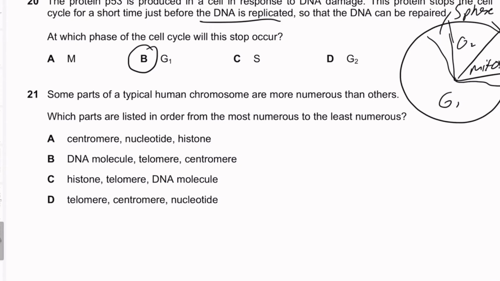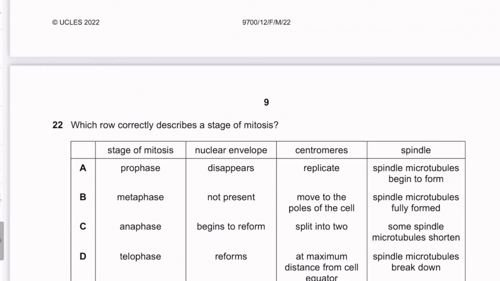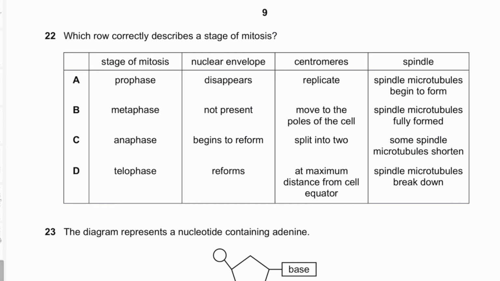From the most numerous will obviously be histone protein, followed by telomere, and then DNA molecule. Sure, let's read the other answers though. Centromere is only one. Of course not. This is totally wrong: telomere, followed by centromere, followed by nucleotides. Actually, obviously not. He said from the most numerous to the least numerous, not the opposite way around, and so the answer is C. Which row correctly describes the stage of mitosis?